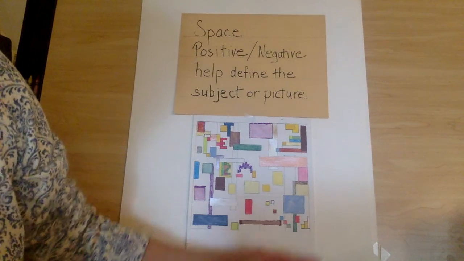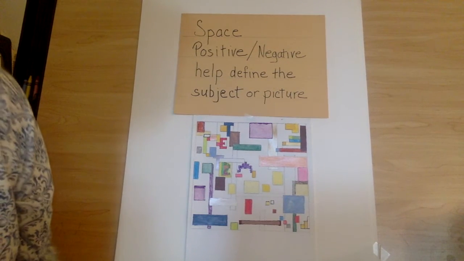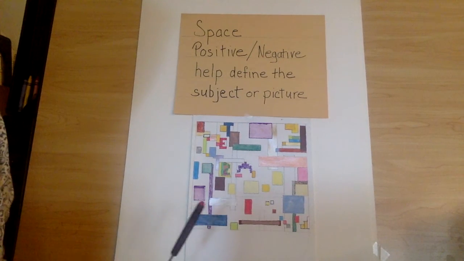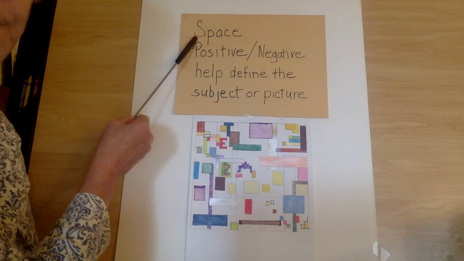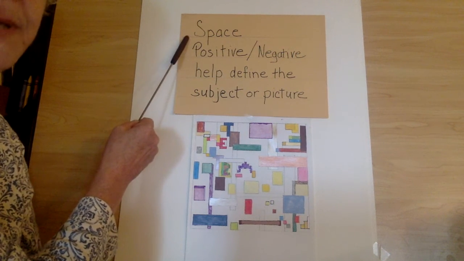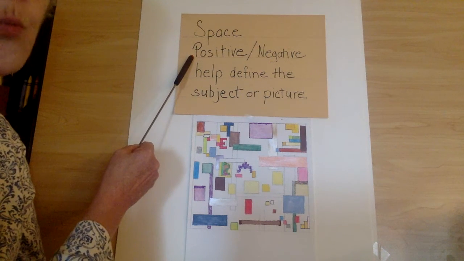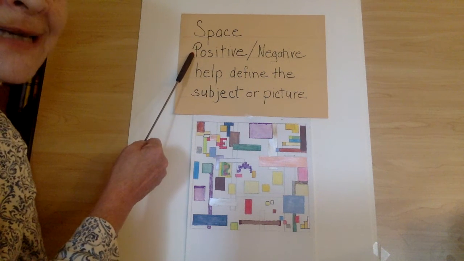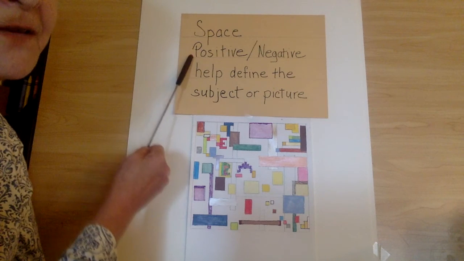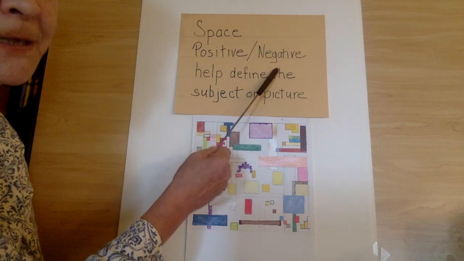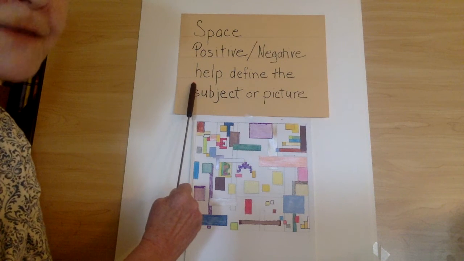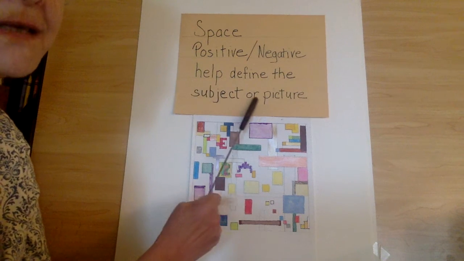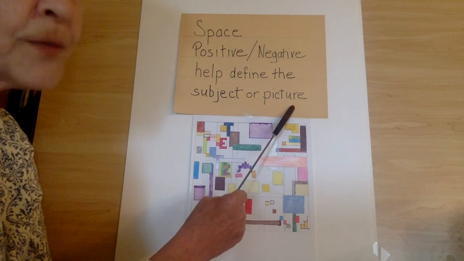We're going to come back to biomorphic shapes. But here I wanted to introduce space in a picture. Space in a picture, we talk about positive and negative space. It's a part of the picture that helps define the subject or the picture.